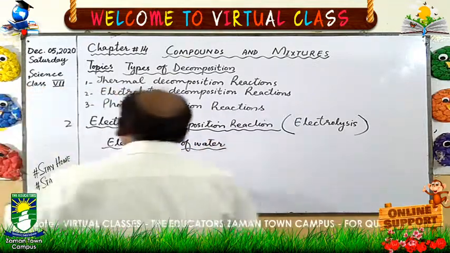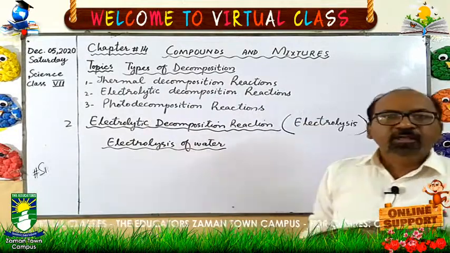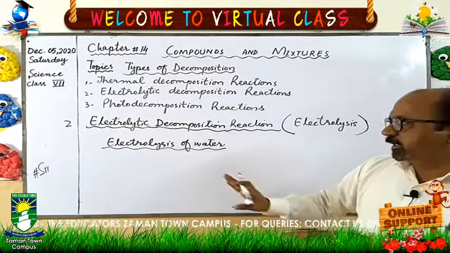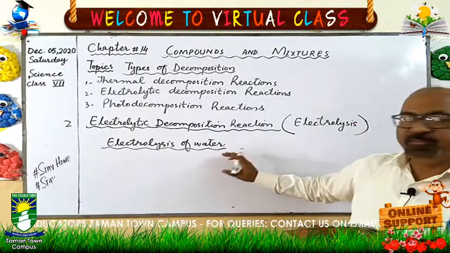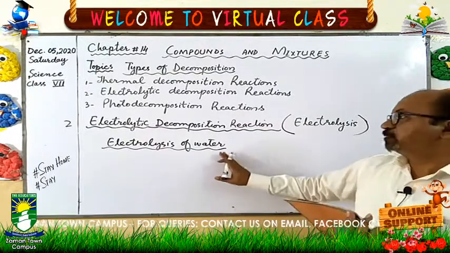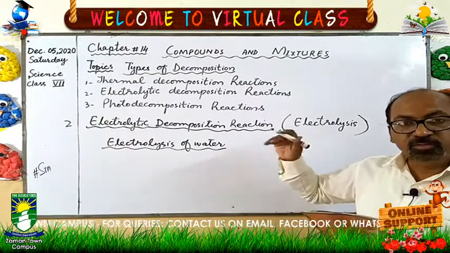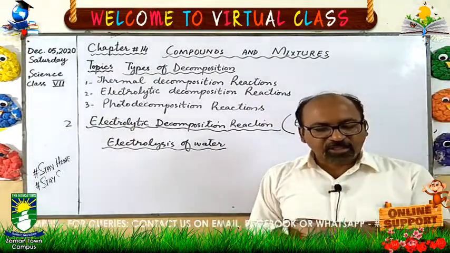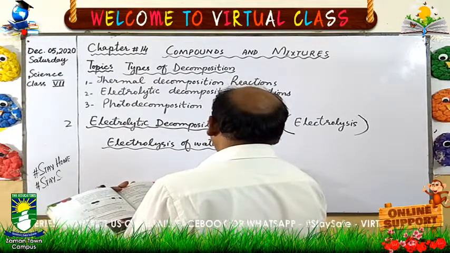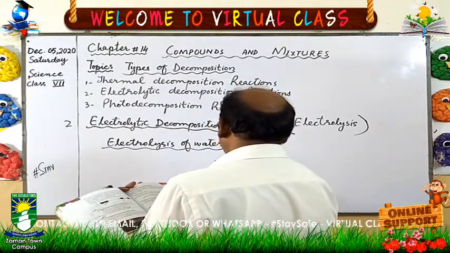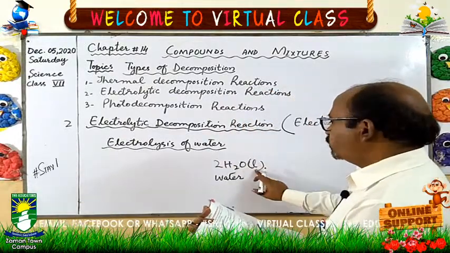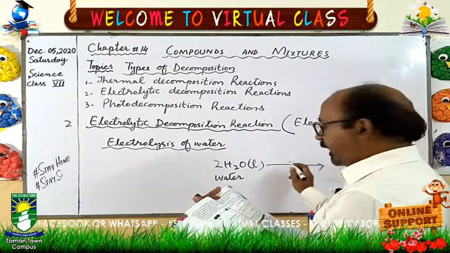Electrolysis of water means water is a compound and it is made up of hydrogen and oxygen. When we make an aqueous solution and pass electric current into the water, it separates into hydrogen and oxygen. So for example, 2H2O, this is water, and it is present in liquid form. So (l) is written. Electrolysis, electric current.